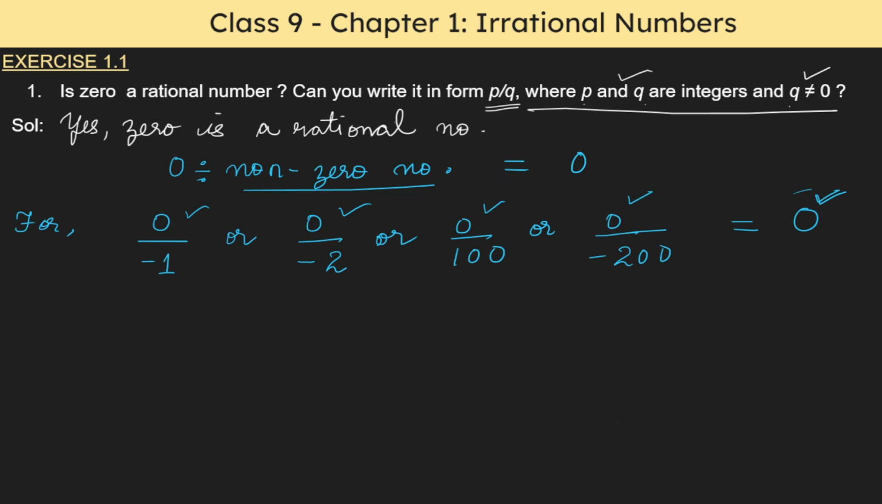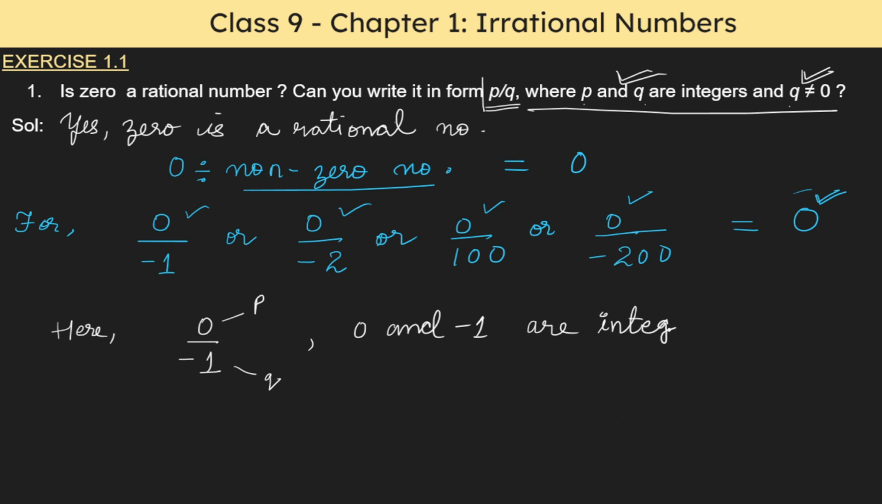So let us try doing these condition checks. Take any of these examples from here, take the first one. For now, 0 is the value of P and -1 is the value for Q. So can I say that 0 and -1 are integers? Yes, they are integers. And is Q equal to 0 or not? Q is -1 here. Is it equal to 0? No, it's not equal to 0.